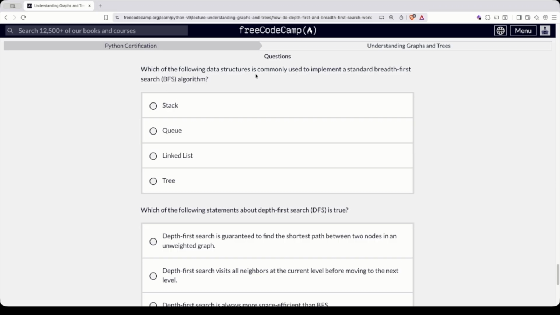So, the following data structure is commonly used to implement a standard BFS algorithm. So in this one, it's a queue.